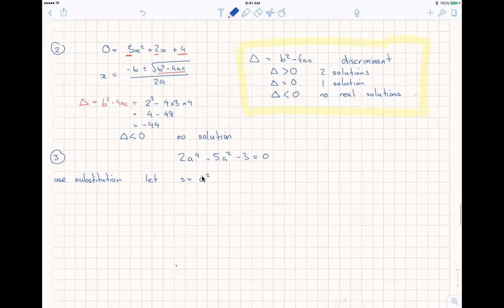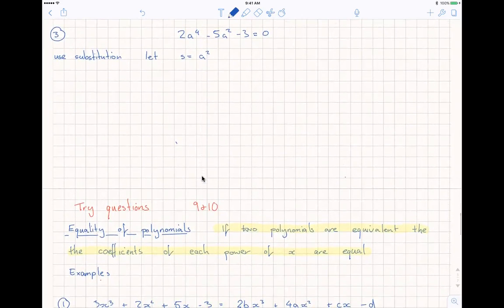Another example. There are some questions like this where you're asked to factorize and solve within the exercise, where you actually have to remember the method of substitution. If you have a look at this, it looks a little bit like a quadratic, except in fact what we've got is a quartic. It has only 3 terms, so what we can do is make the substitution, let s equal a squared. And when you do that, this becomes 2s squared minus 5s minus 3 equals 0.